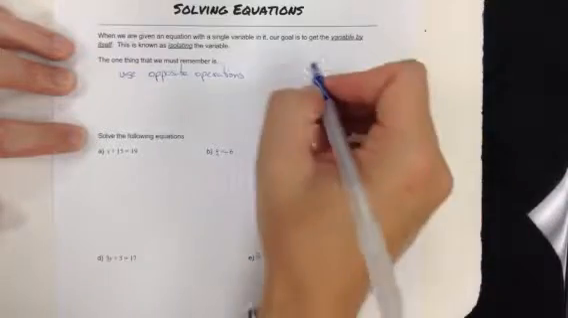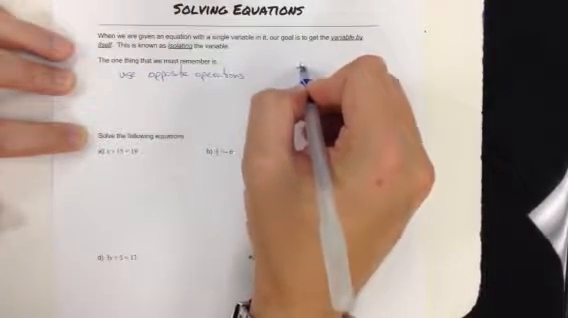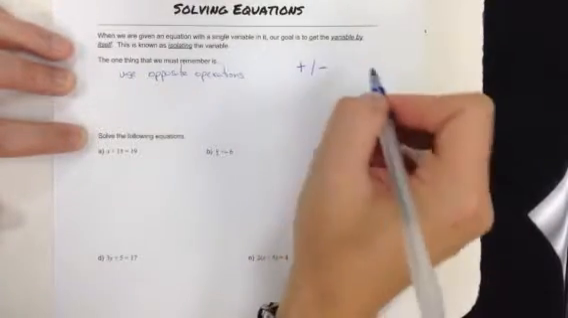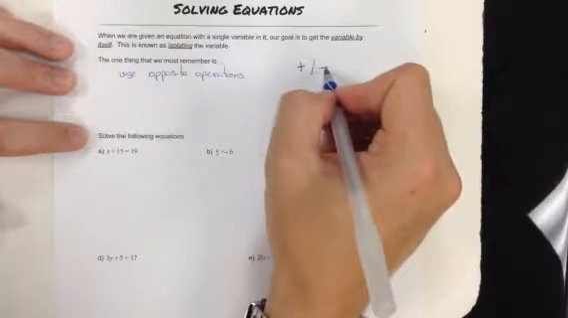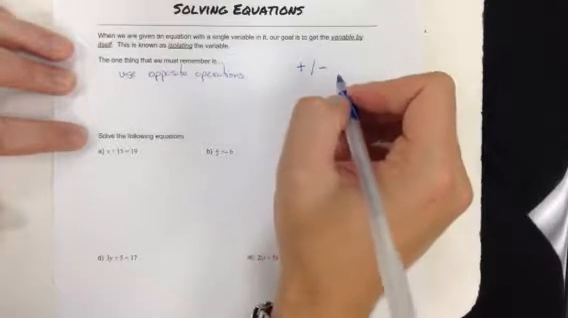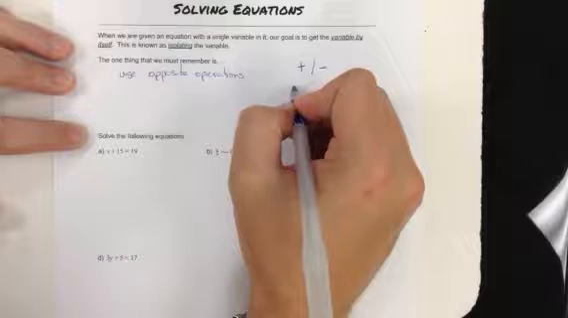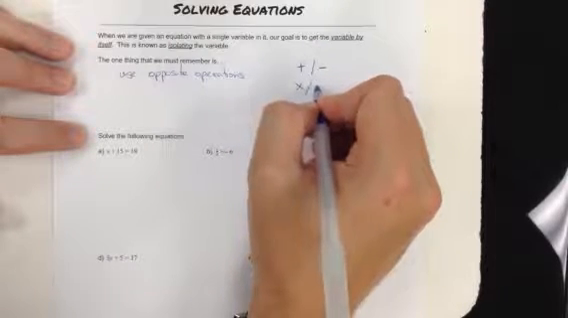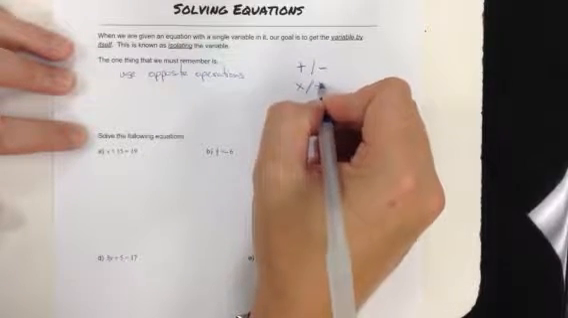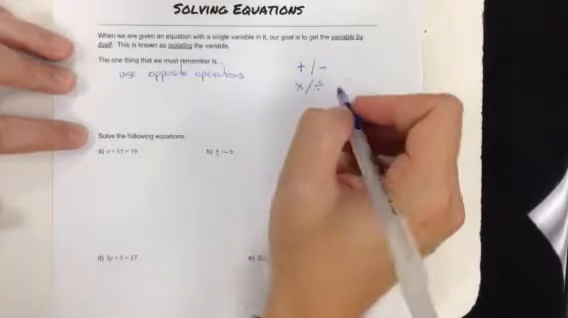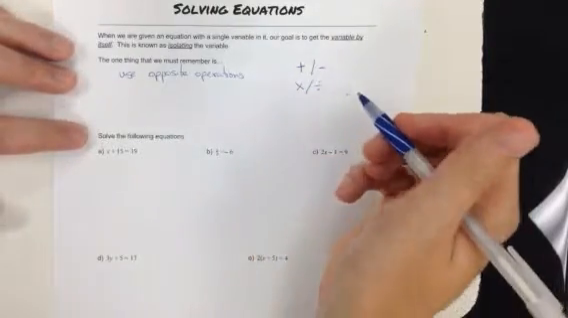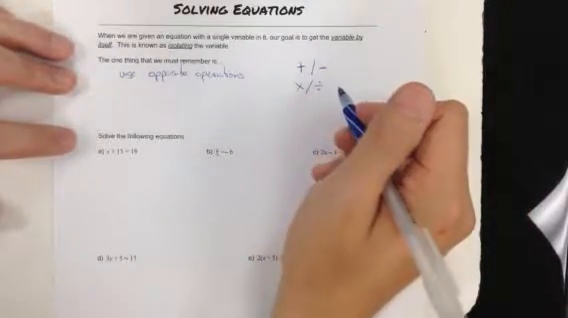If you think of our operations, we've got addition. The opposite of addition is subtraction, and the opposite of subtraction is addition. Those two pair up together. And then we have multiplication and its opposite, dividing, or dividing and the opposite is multiplying. So those are the opposite operations that we're going to do.